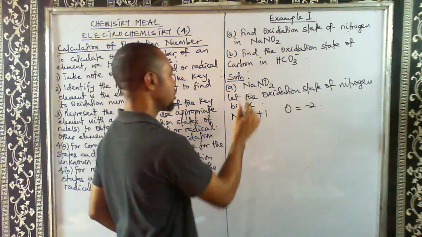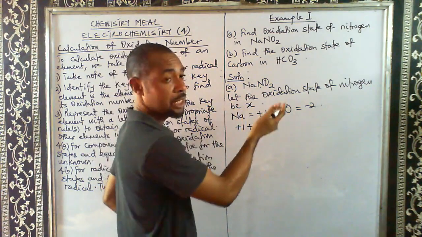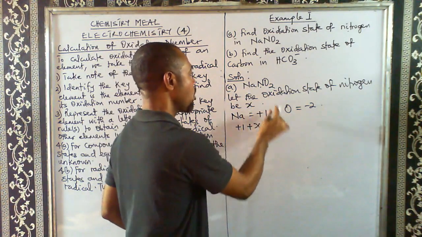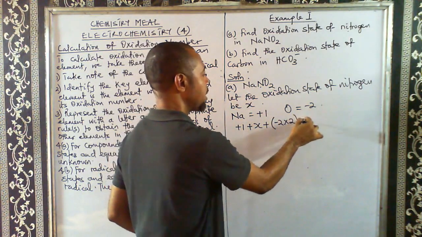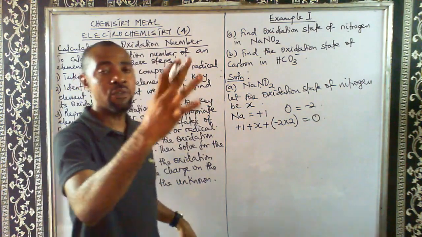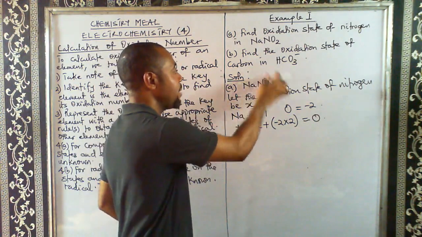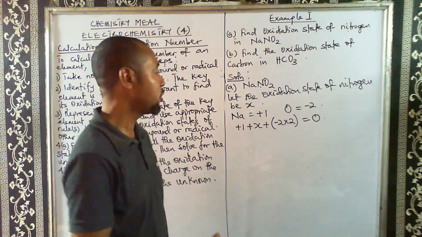So let's add. The oxidation state of sodium is +1. That of nitrogen, the key element, we say is X. That of oxygen is -2, but we have 2 atoms of oxygen here, so we'll multiply by that, and equate it to what? 0. Because by rule number 7 or thereabout, the sum of the oxidation states of all the elements in a compound will be equal to 0. That's why we have to equate this to 0.